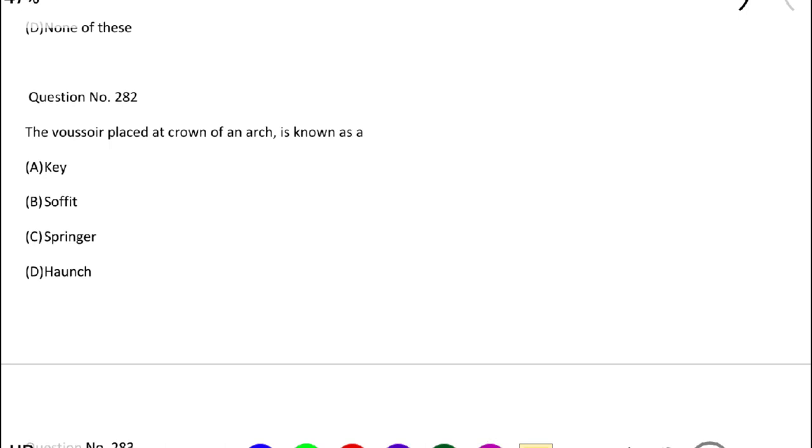Next question, the voussoir placed at crown of the arch is known as option A key, option B soffit, option C springer, option D haunch. The correct answer is option A key.